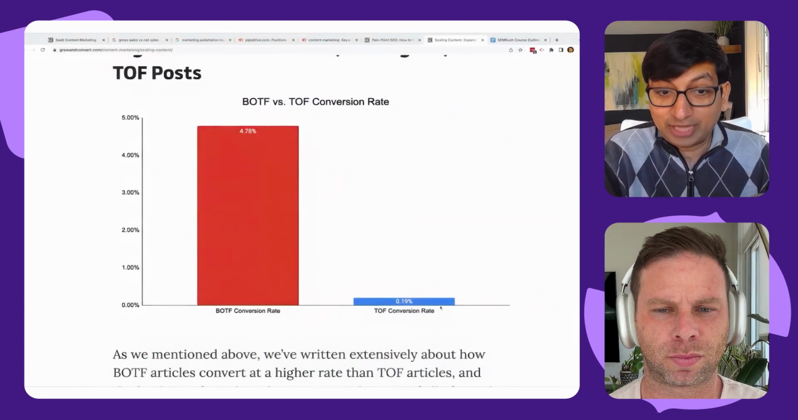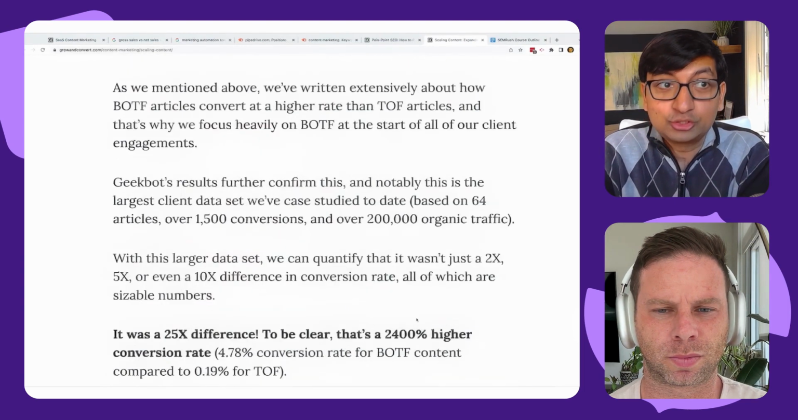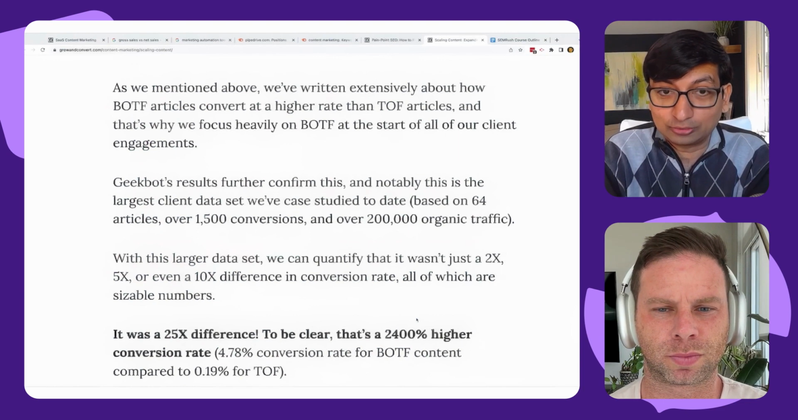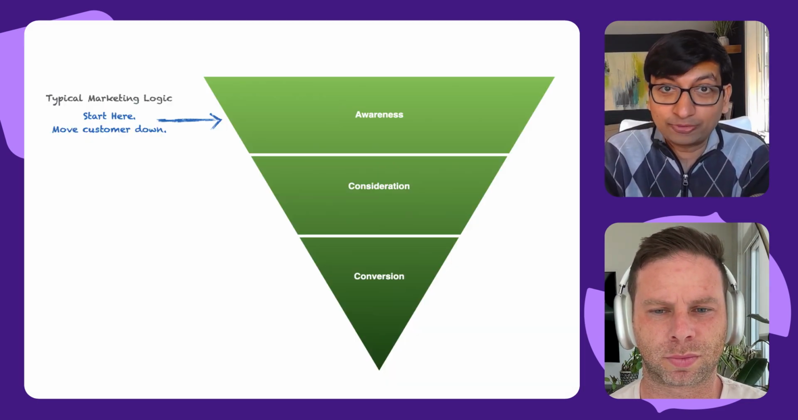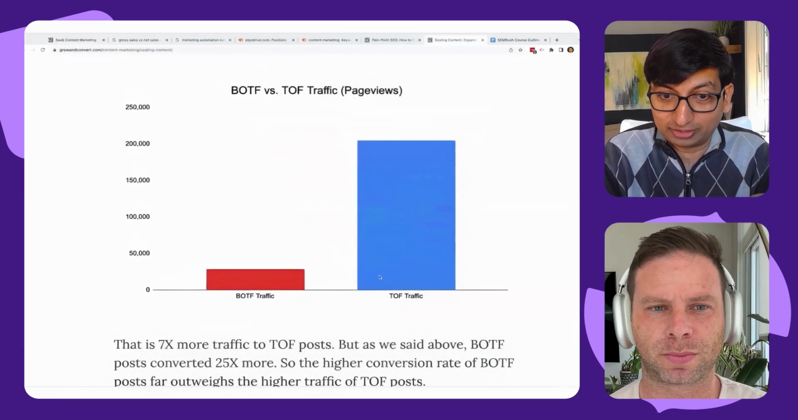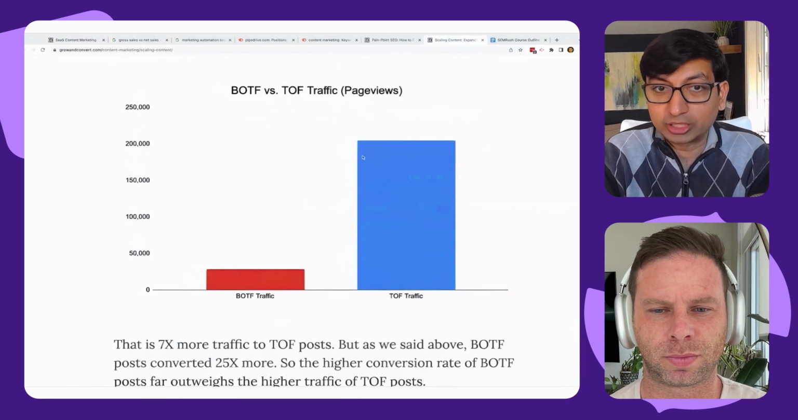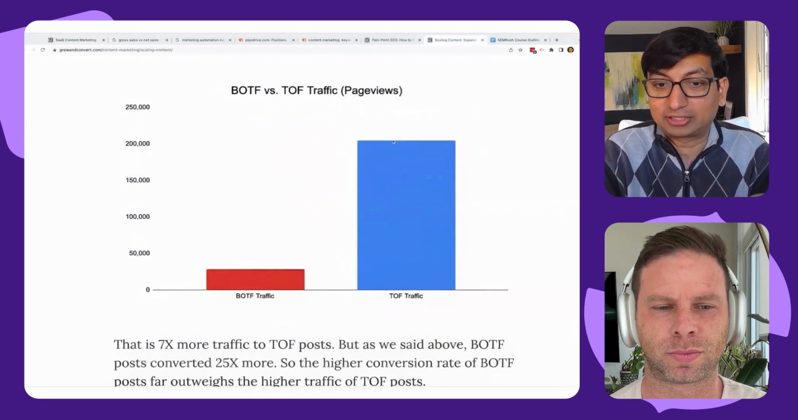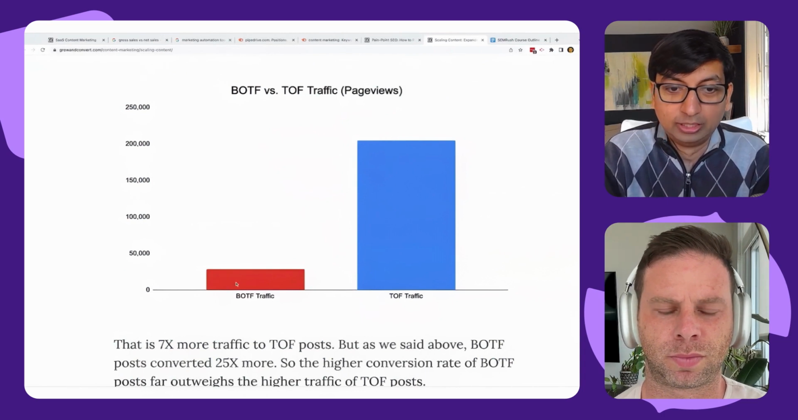Now, this is where your mind might be thinking, yeah, but don't top of the funnel articles get a lot more traffic, and that makes up for that conversion rate? Great question, and this is the data. Yes, the top of the funnel articles got a lot more traffic, right? 200,000 versus whatever this is, 30-something thousand. And yeah, there were double. There's 40, but even if you account for the fact that there were double top of the funnel terms, it would still be 100,000 versus 40.